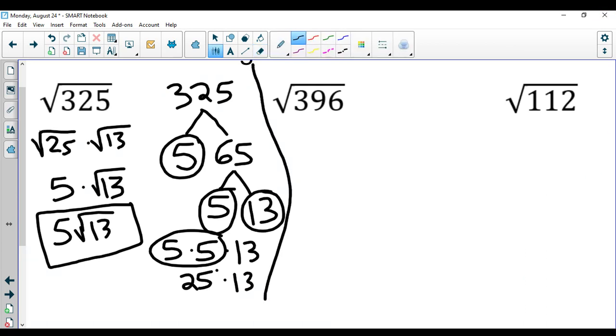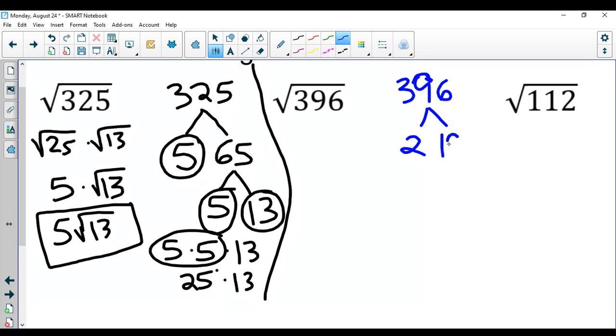Maybe I'll change pen color so they don't all blob together. Okay, so first step is to just go off to the side and do a quick factor tree. It's kind of a big number, and it's even, so I would maybe just start with 2. Take 396 divided by 2.